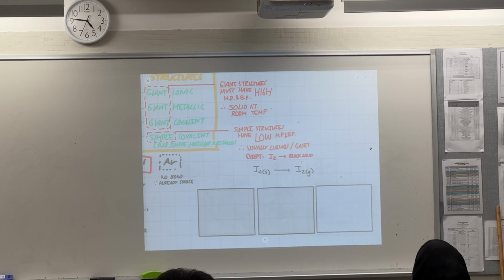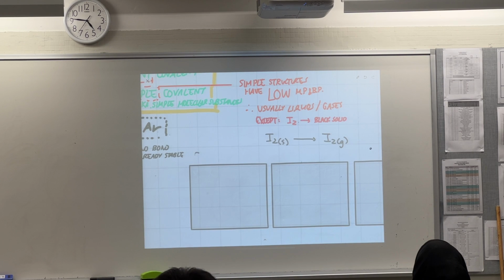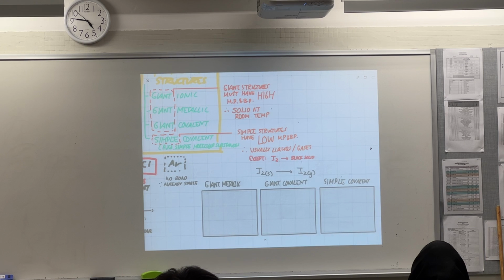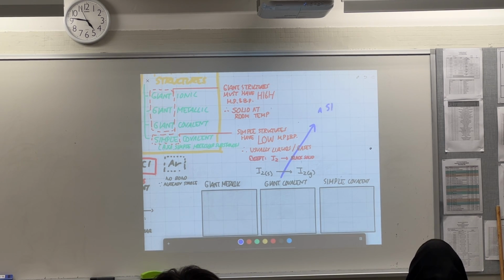So, and then we will include two more diagrams here. So this is what the giant metallic looks like. So giant metallic, and this is giant covalent, and we have simple covalent. So for me, I like to look at giant covalent as like a single large molecule with n atoms, with an uncountable number of atoms.